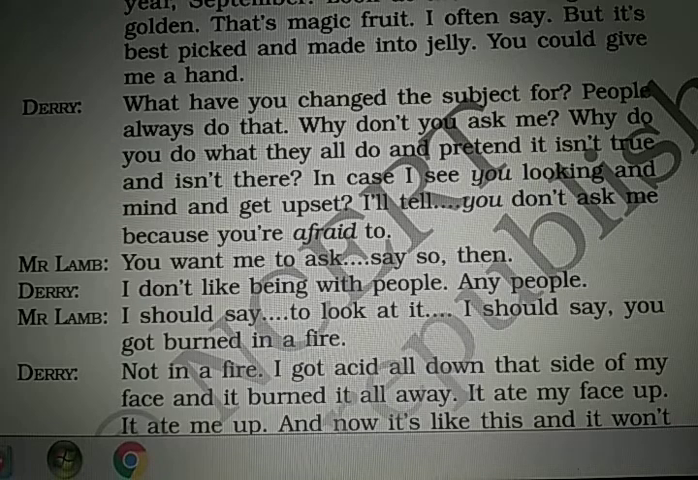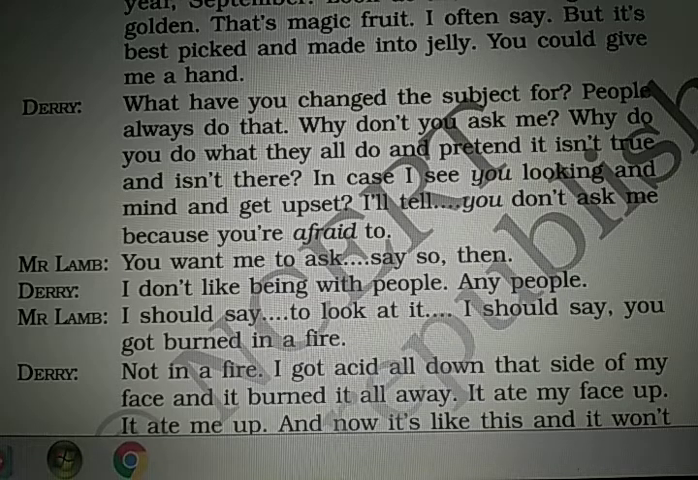Suppose I were in your place and looking at your face, then I would have got upset, and I would have told you that I am feeling upset to look at you. You don't ask me because you are afraid to. You are afraid of my face, that is why you are not asking anything. Mr. Lamb says, you want me to ask? Say so then. If you want me to ask about your face, then start telling what happened to your face.